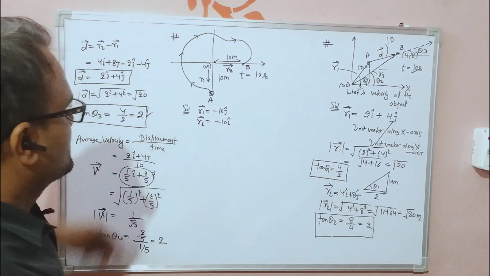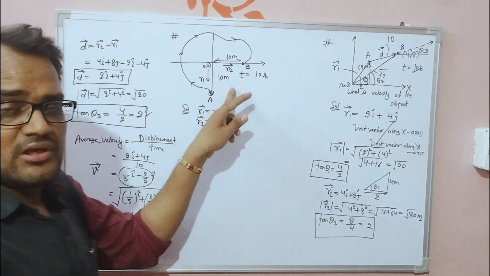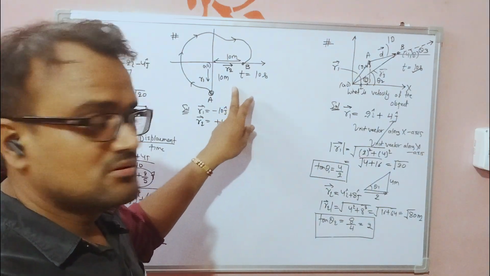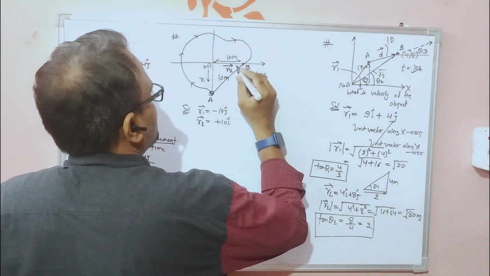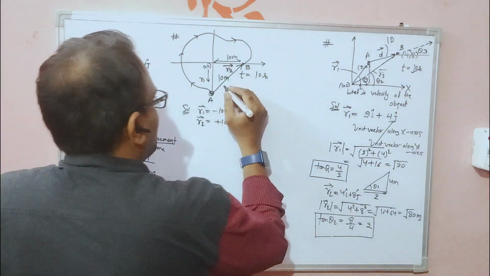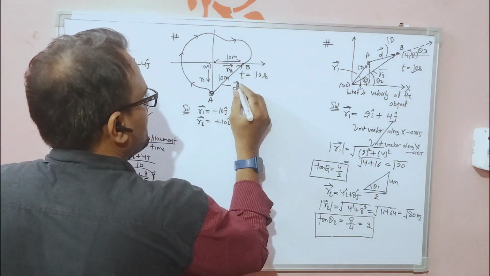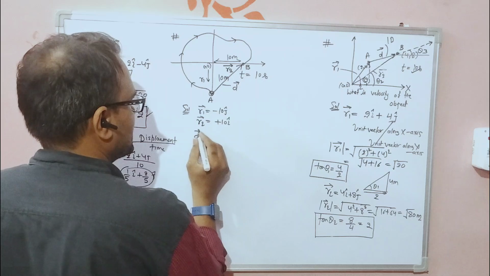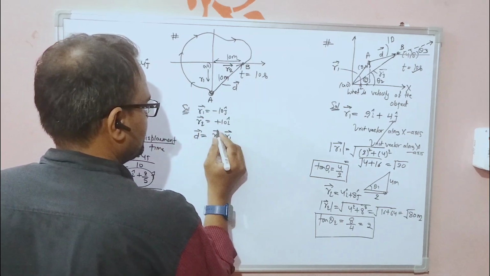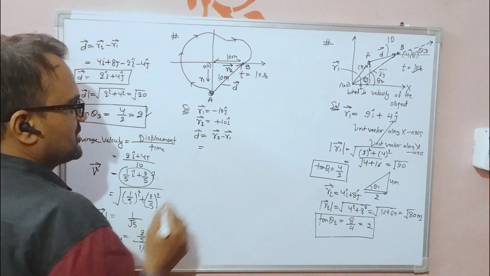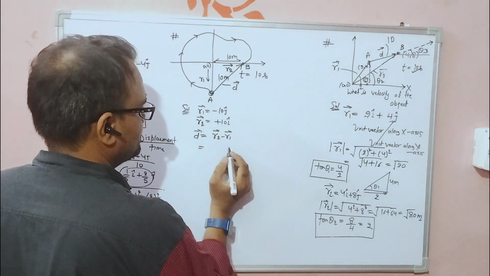Now, since I need to find the average velocity, I should have the information about the displacement. So this AB is the displacement, and let's call this the displacement vector. The displacement vector D can be written as R2 minus R1. Okay, now let's plug in these vector forms over here.